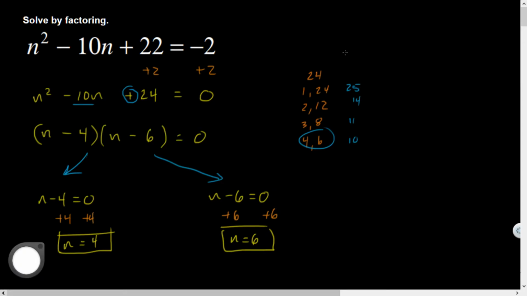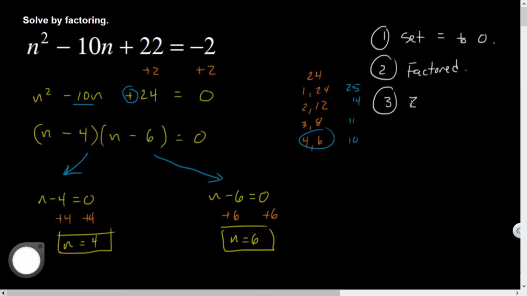So there's a lot of work here, yeah. So what did we do? Let me just outline what we did. Step one, I set equal to 0. Step two, I factored. And then step three, I used the zero product property. So my first step, I was setting it equal to 0. That was easy. Second step is factoring. That's what I did here. And then the third step, I used the zero product property in order to solve.